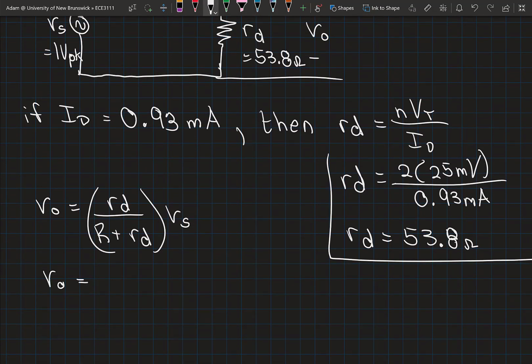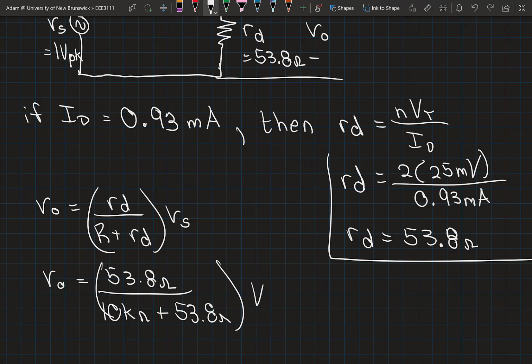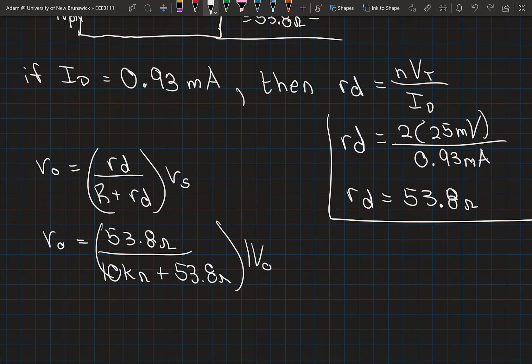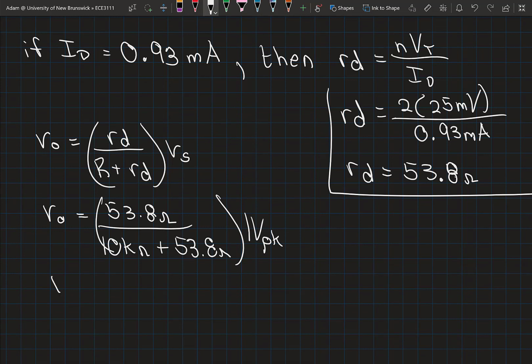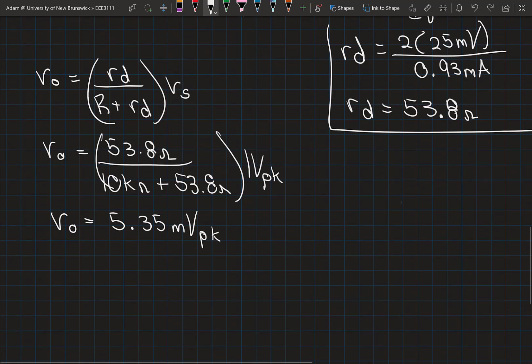Okay, so my output voltage becomes 53.8 ohms divided by 10 kilo ohms plus 53.8 ohms, times 1 volt peak. This is a peak level. Multiplying that out, I get an output voltage that's 5.35 millivolts peak. Okay, and this is of a magnitude that clearly falls into that small signal category.